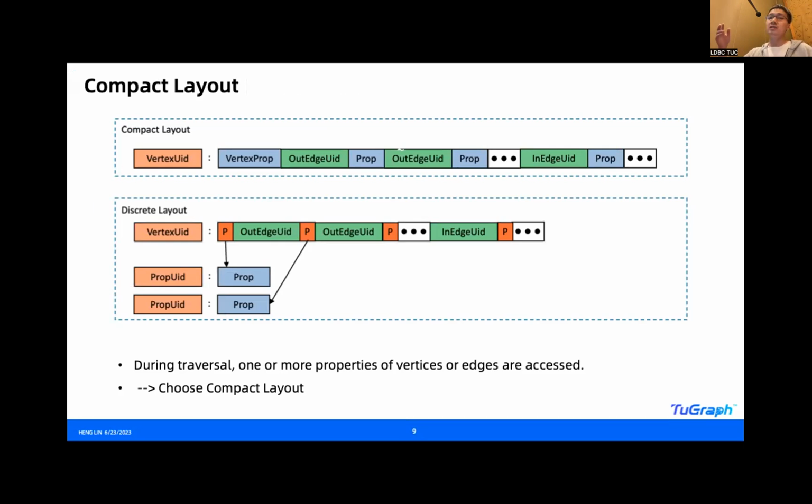And we compared to the implementations that we found in the query. During the traversal, one or more properties of vertices or edges will be accessed, so we think putting them together will be better for locality. And in the implementation of TuGraph, we choose the compact layout. By use, we also know that if the value is very, very large, it will access too much unuseful data, and we will improve it in the future.